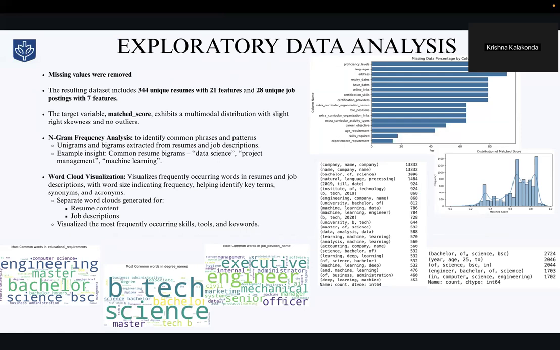Hi, so we have done exploratory data analysis. We first checked the missing values. So we dropped rows with missing values and were left with 344 unique resumes and 28 job postings. We have also done some NLP statistical analysis like n-gram frequency analysis to identify unigrams and bigrams like data science, machine learning. Also, we did word cloud visualization to check the most frequently occurring words in resume and job content. Next slide, please.